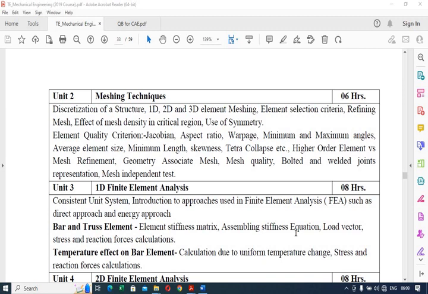Higher order element versus mesh refinement, geometry associate mesh, then next is mesh quality, bolted and welded joints representation, and the last topic is mesh independent test. So the probable questions which can be part of your end semester examinations, we will go through these questions and I will try to explain the answers of these questions in short in this video.